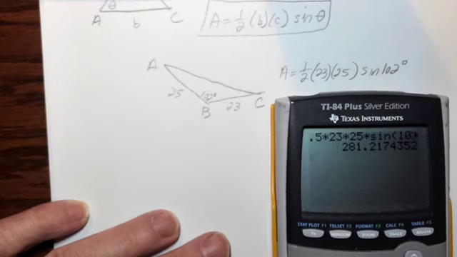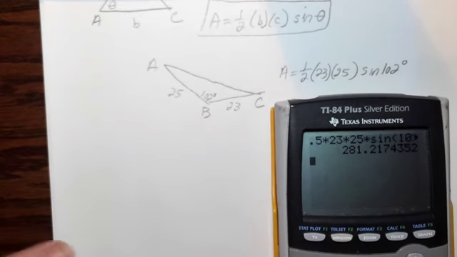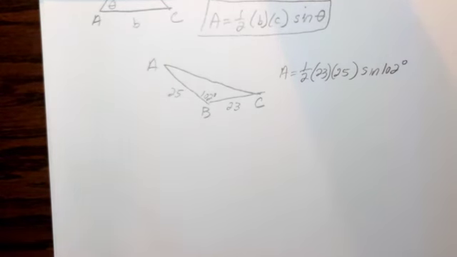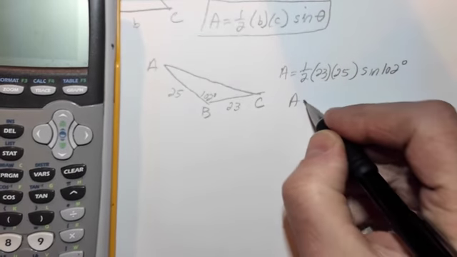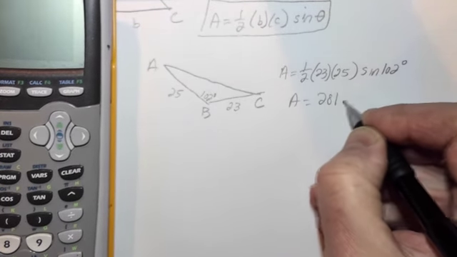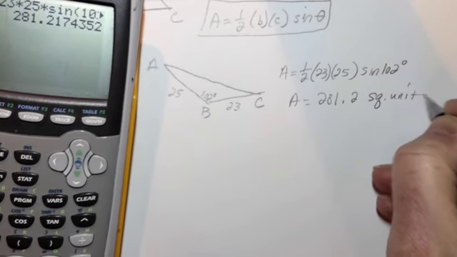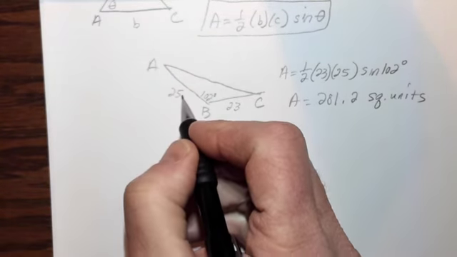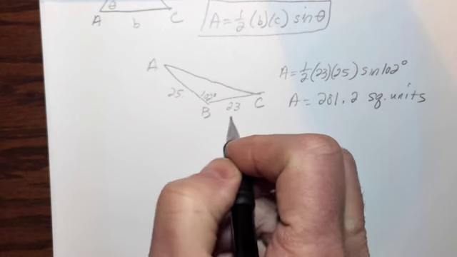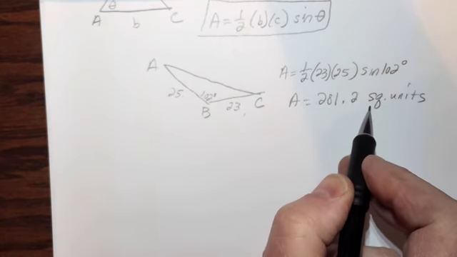And the answer is 281.2 square units, whatever they happen to be. A equals 281.2 square units. So if they gave me units on this, like this was inches and this was inches, this would be square inches then.